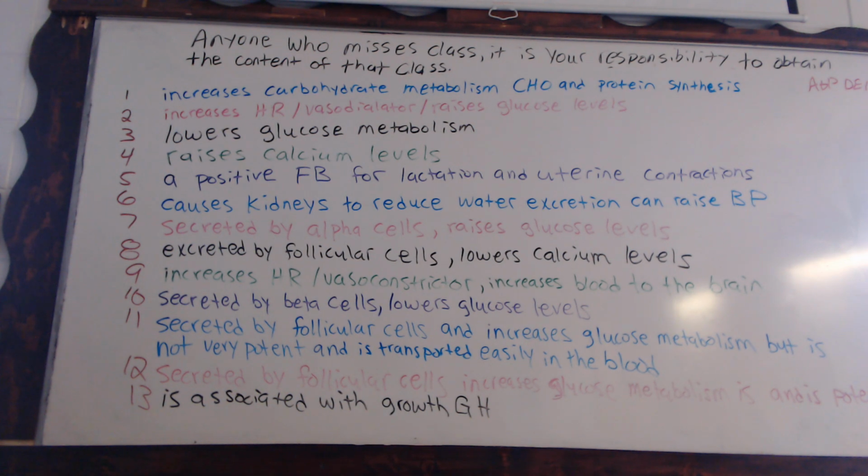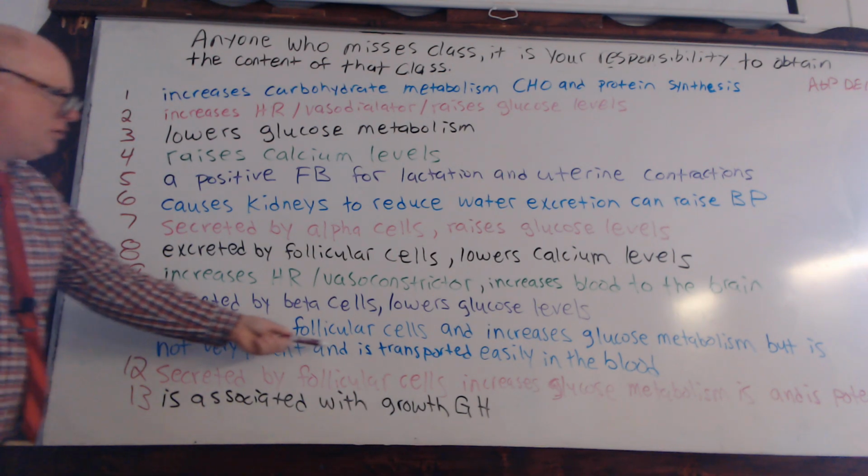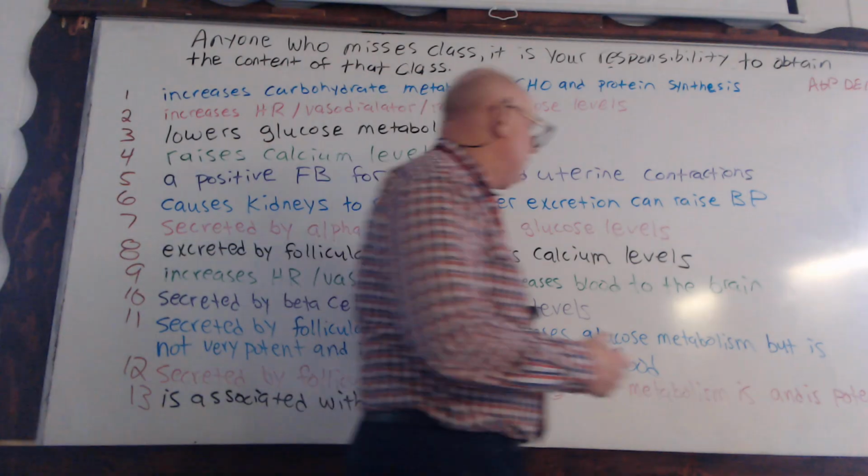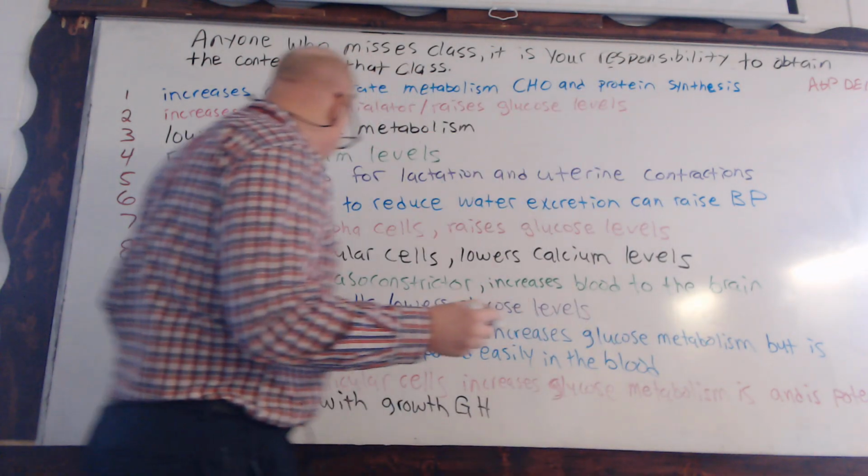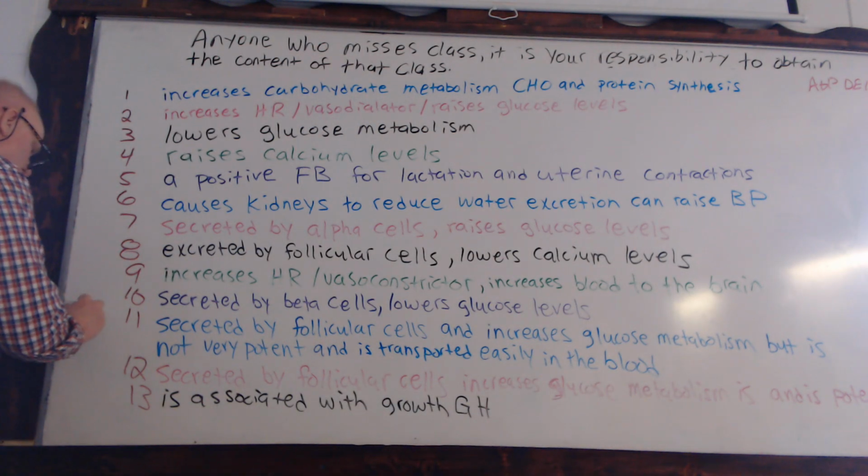11 is T4. Okay, and then as we look at that, it says it increases metabolism. Why are you right? Because that is correct. Because it's not floating. Yeah, it's transported through the blood very easily. So yes, 11 is T4.